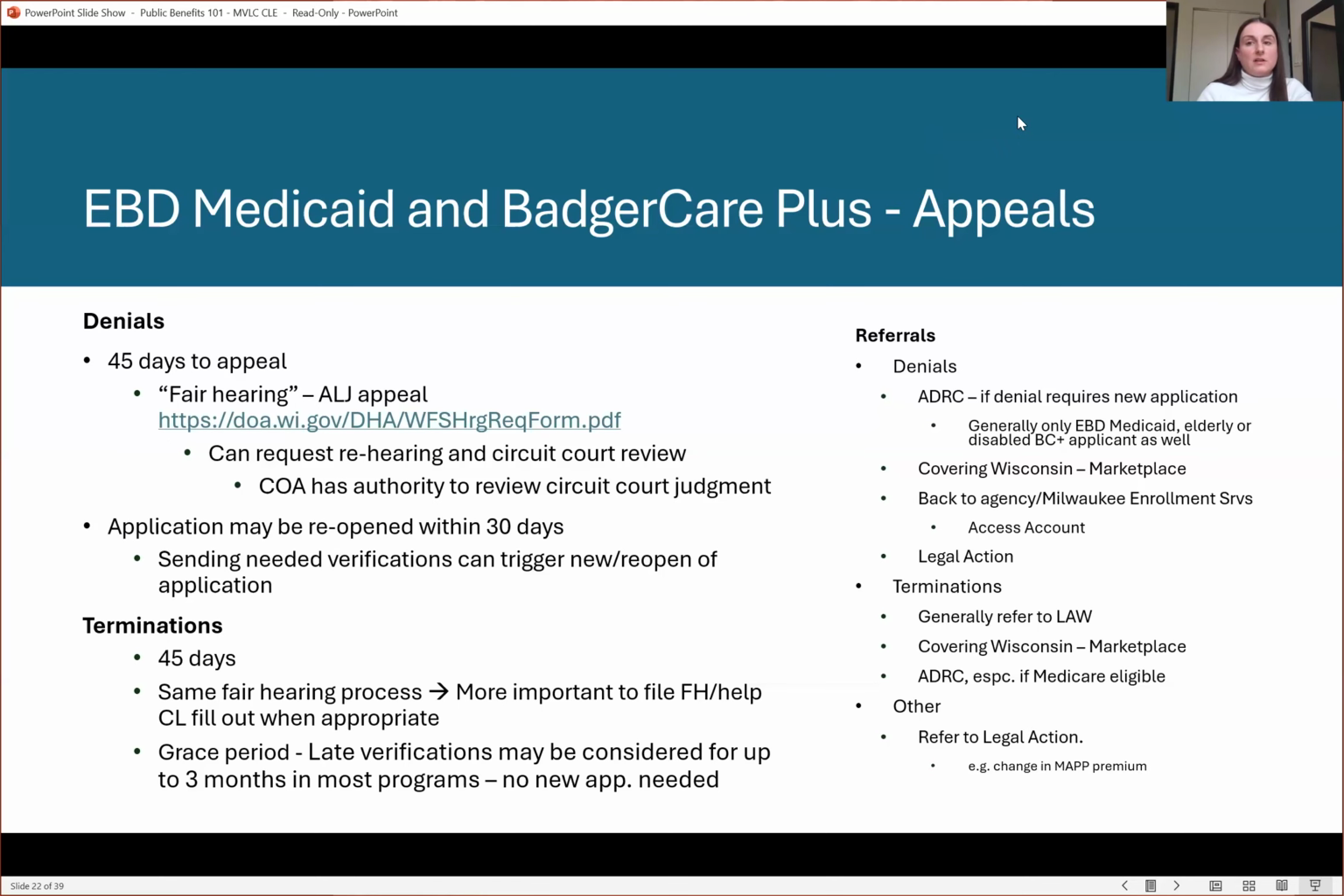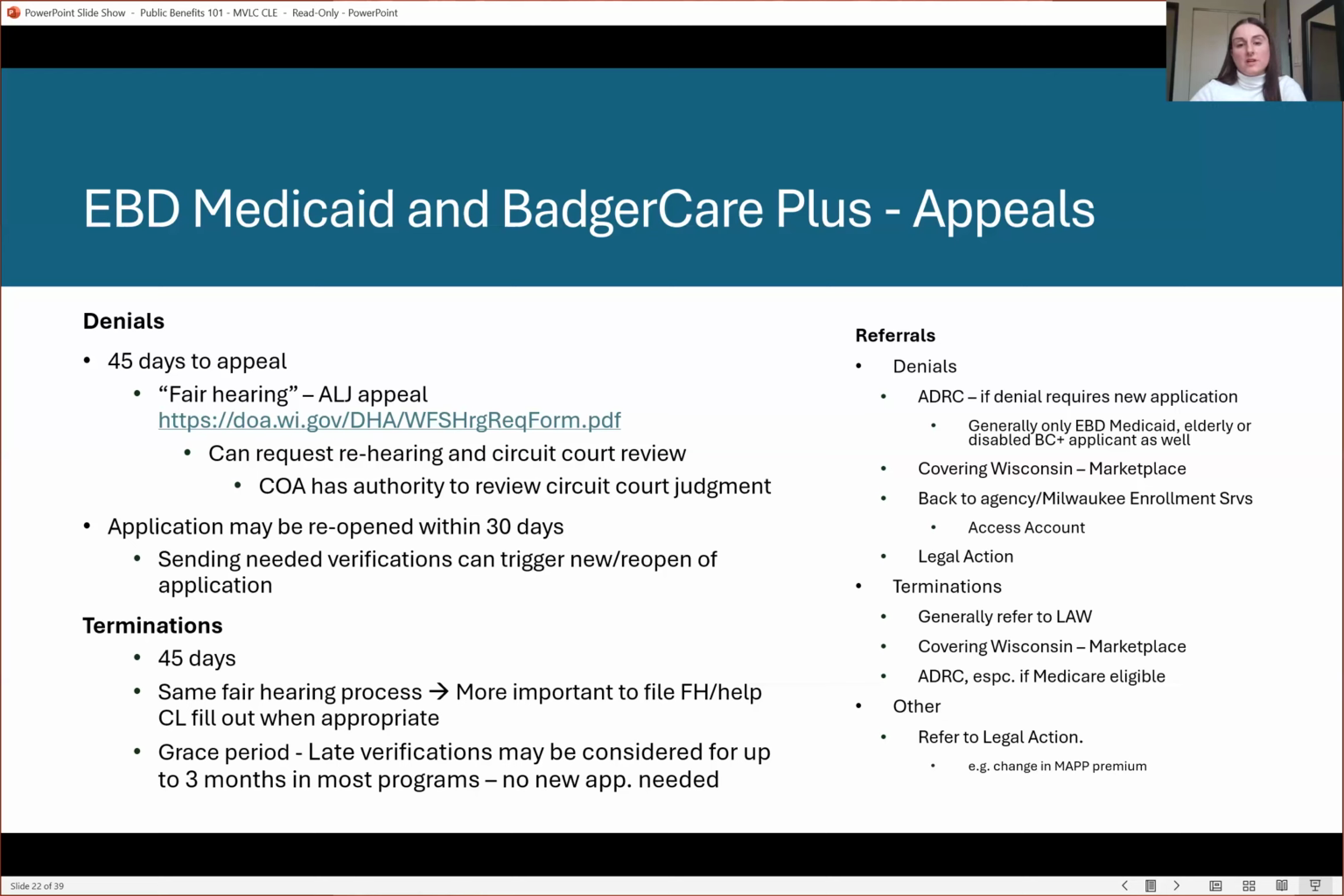Appeals and referrals. In the DHS world, for EBD Medicaid and Badger Care, at least, you have 45 days to appeal pretty much any adverse decision, but certainly denials and terminations. The process is called a fair hearing. It's an administrative law judge appeal. This is just like the reconsideration, a very straightforward one-sheet form that you can either print out for someone or help them start at clinic.